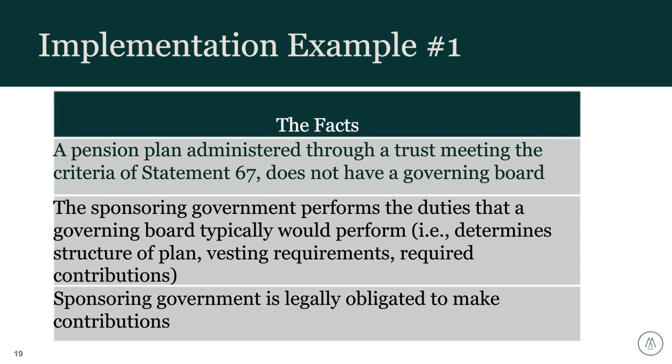So for the first example, let's say that you've got a pension plan administered through a trust, but it does not have a separate governing body. Instead, the sponsoring government essentially functions as the governing body of that plan and is responsible for performing all of those duties. In addition, the sponsoring government is obligated to make contributions to fund the plan.